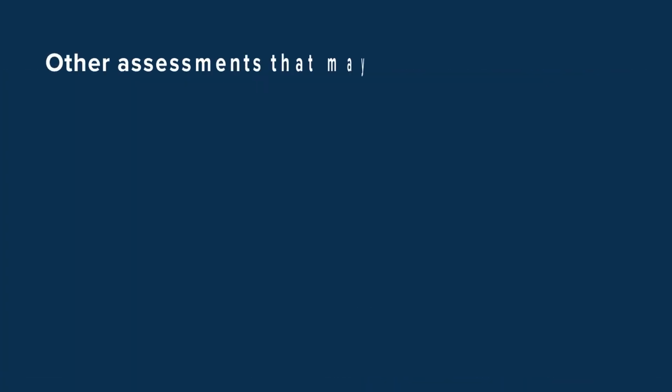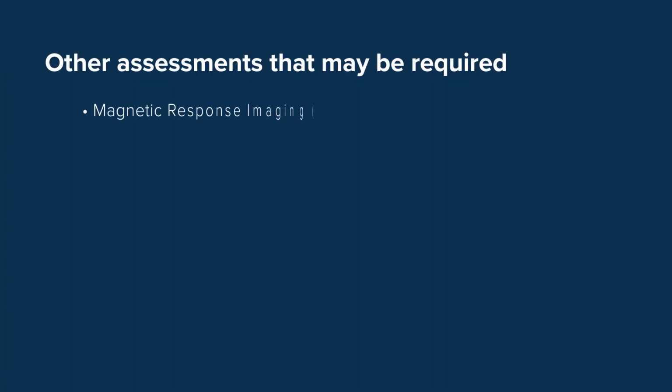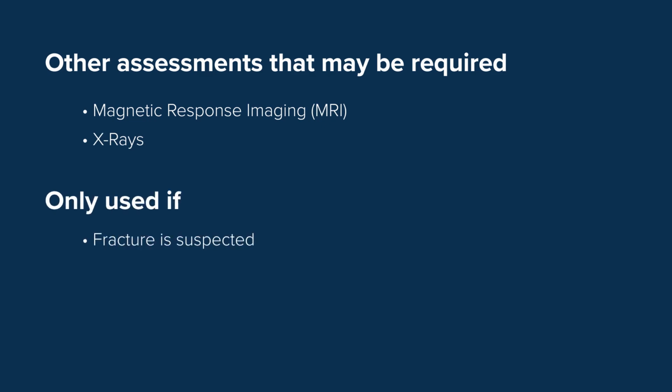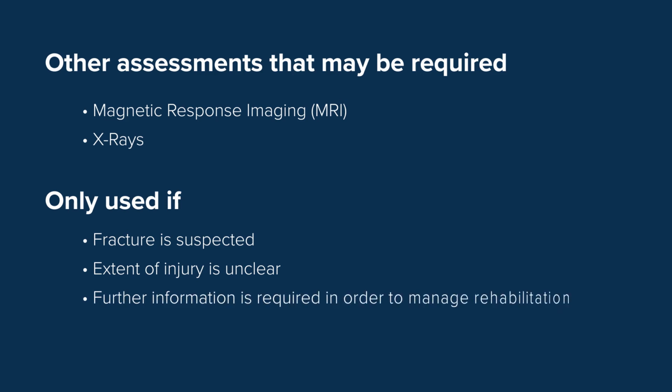You will always be referred on to a specialist doctor by your GP or physiotherapist if required. For example, other assessments may be required, such as MRIs or X-rays. These are only used if a fracture is suspected, if the extent of your injury is unclear, or if further information is required in order to manage your rehabilitation. Another reason may be for a surgical opinion if it is deemed necessary.